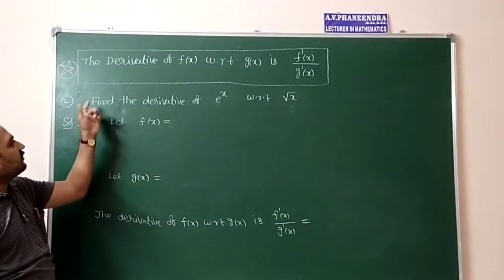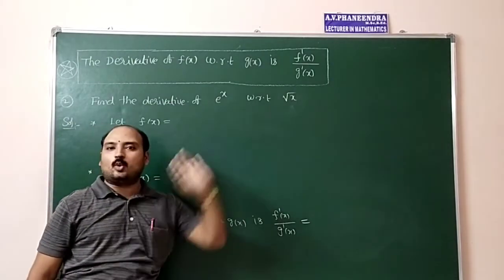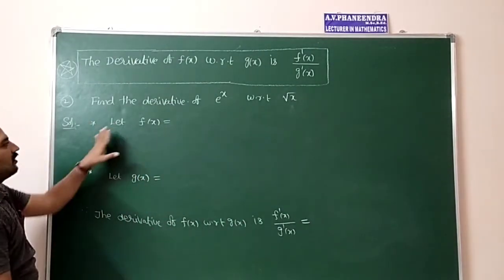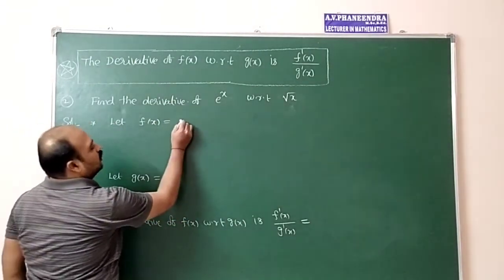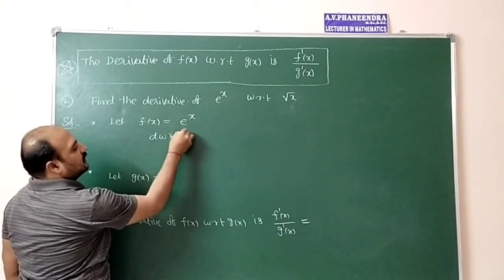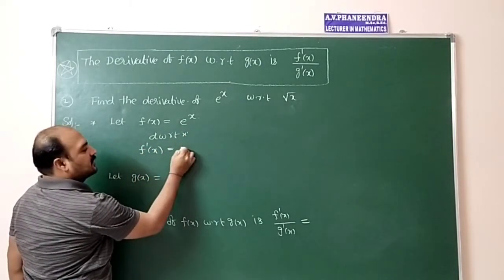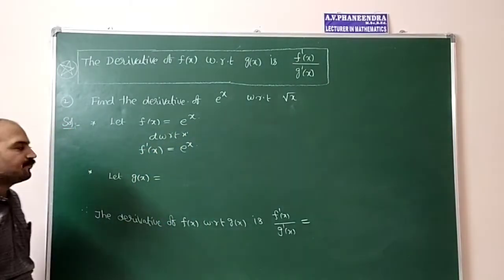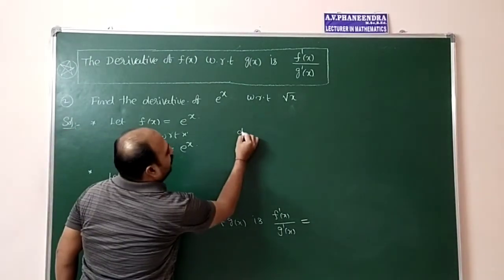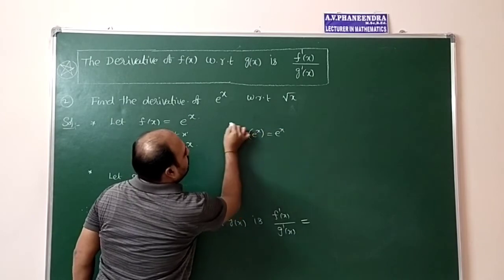The next question: find the derivative of e power x with respect to root x. So here let the first function f of x is equal to e power x. Differentiate with respect to x. F of x derivative is f dash of x, d by dx of e power x, which is equal to e power x.